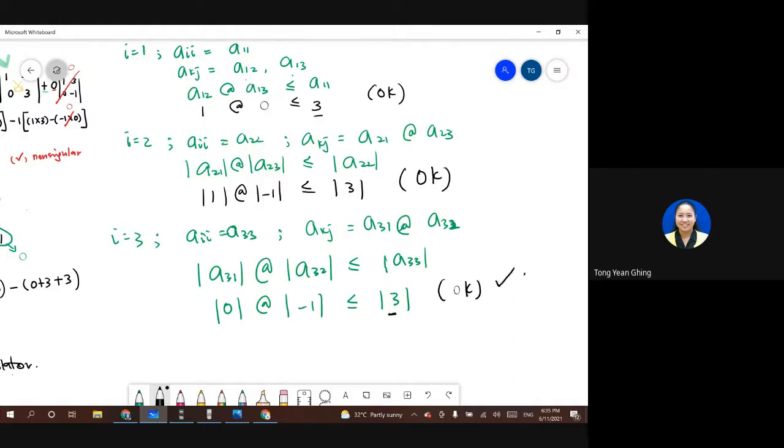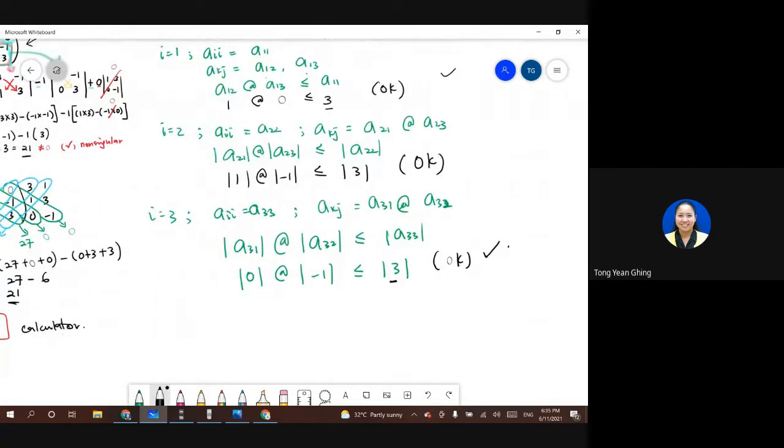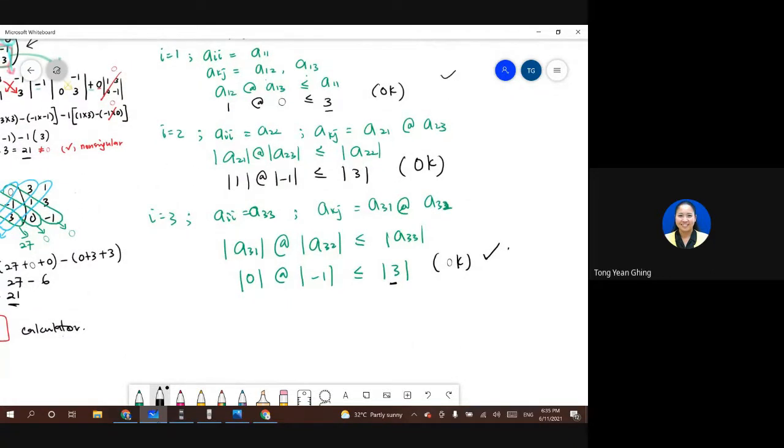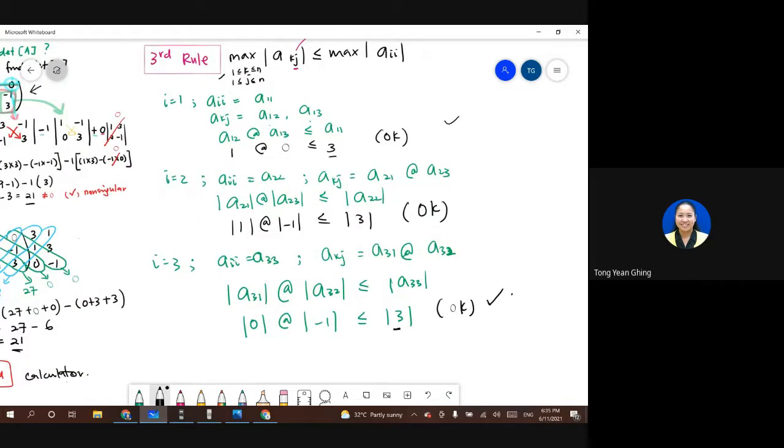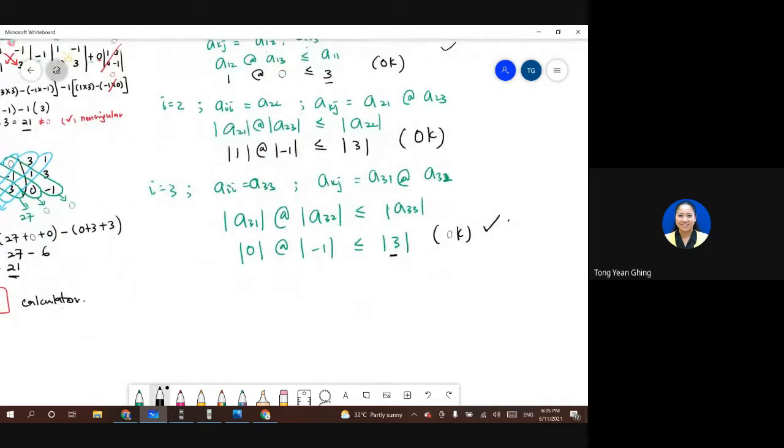So when we check all of these and all of them are okay, that means matrix A passes the third rule for symmetric positive definite. And one more rule we have to fulfill in order to make sure this matrix A is symmetric positive definite, the fourth rule.